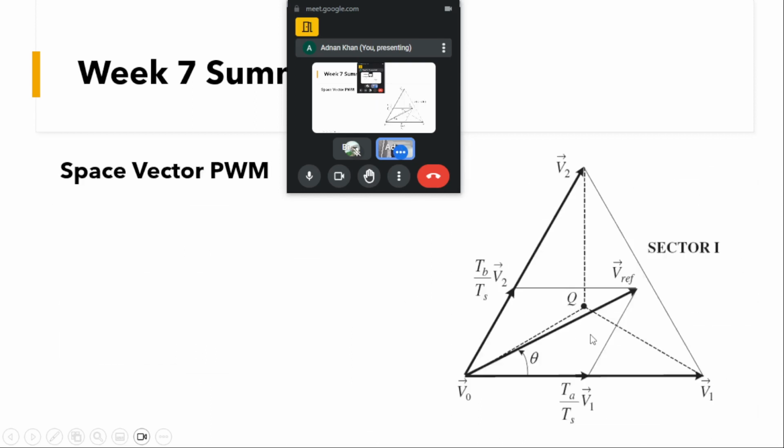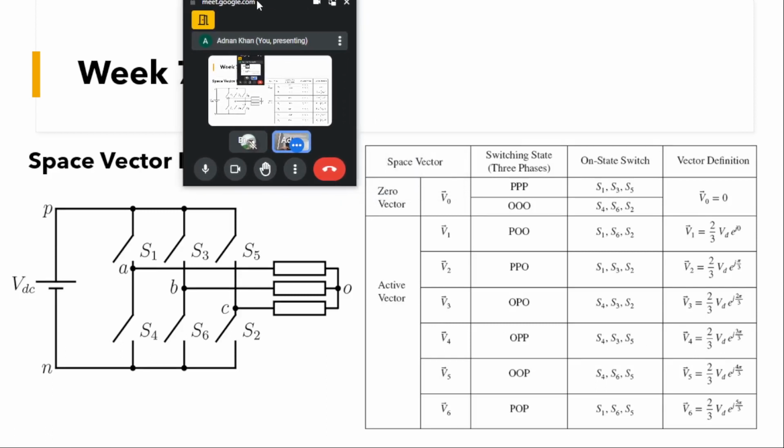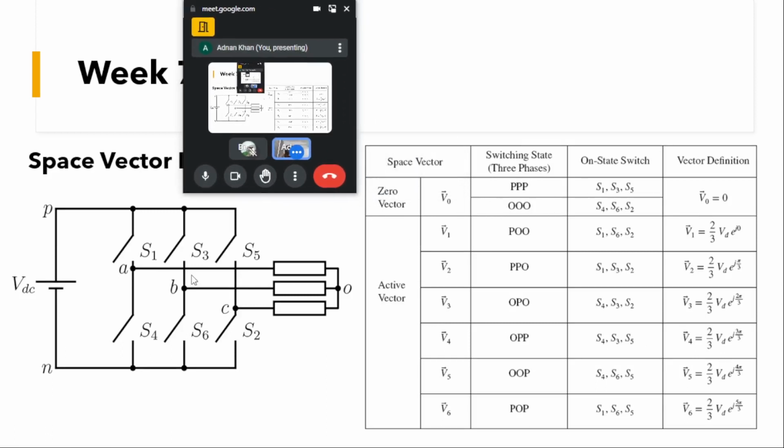Like this is the transformation. As I had already discussed, if we have the top 3 switches on and bottom 3 switches on, we'll be getting a V out equal to 0, and if we have only P, as I have shown, we'll be getting 2 by 3 VD at an angle of 0, and so on. I have tabulated this in a table for different vectors and positions.